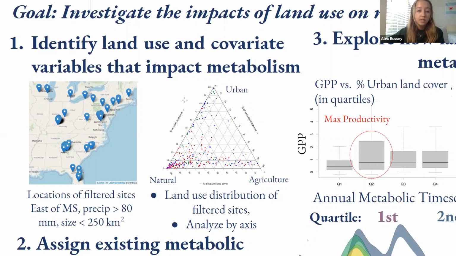You can also see these sites in our ternary plot, as well as their composition of urban, natural, and agricultural land use. We filtered the sites and looked at the different axes to isolate the direct effects of either urban or agricultural land use.